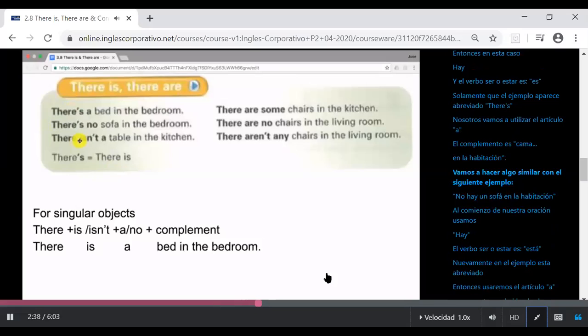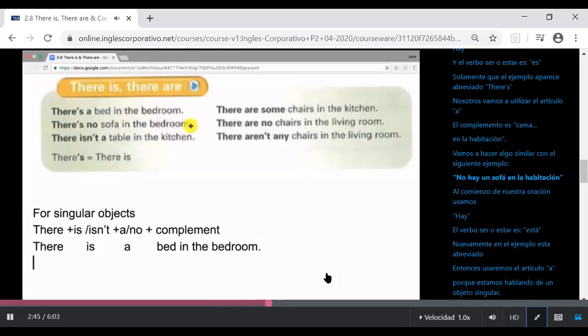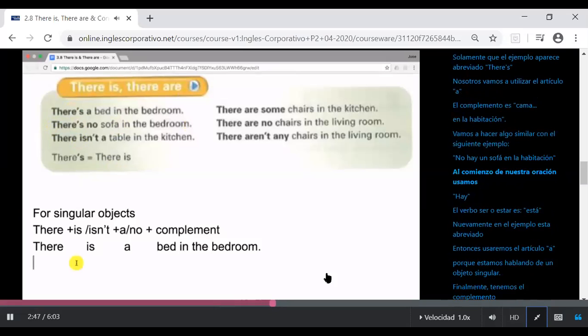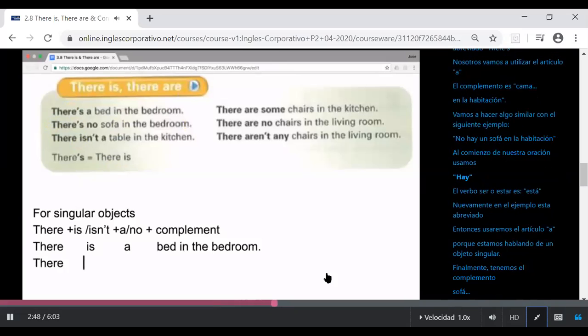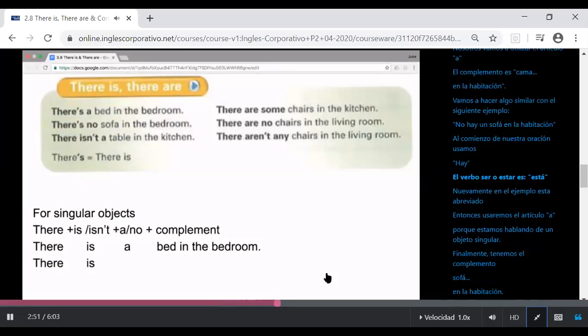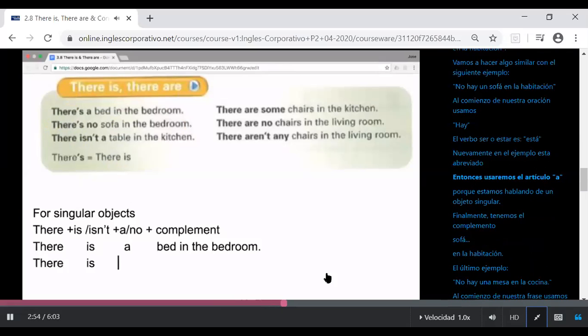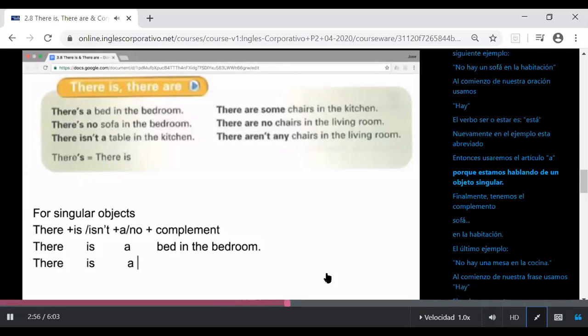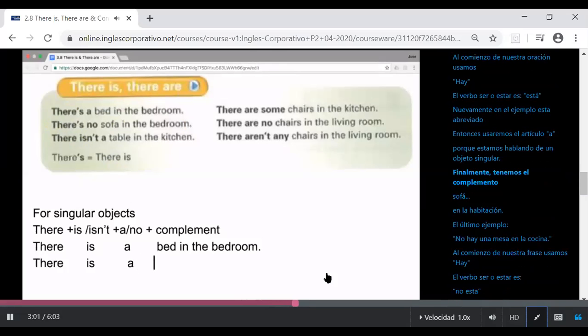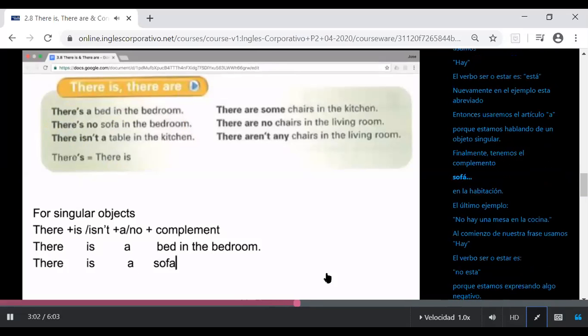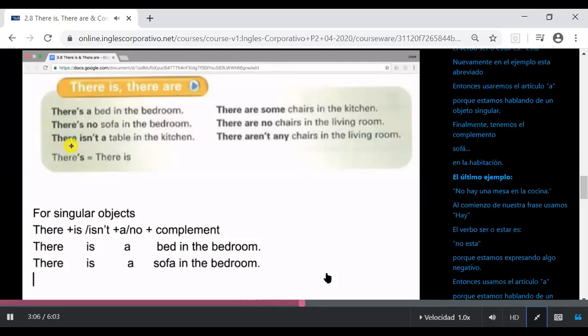We're going to do something similar with the next example. There's no sofa in the bedroom. At the beginning of our sentence, we have there. The verb to be is. Once again, in the example is contracted. Then we'll use the article a, because we're talking about a singular object. Finally, we have the complement, sofa in the bedroom.